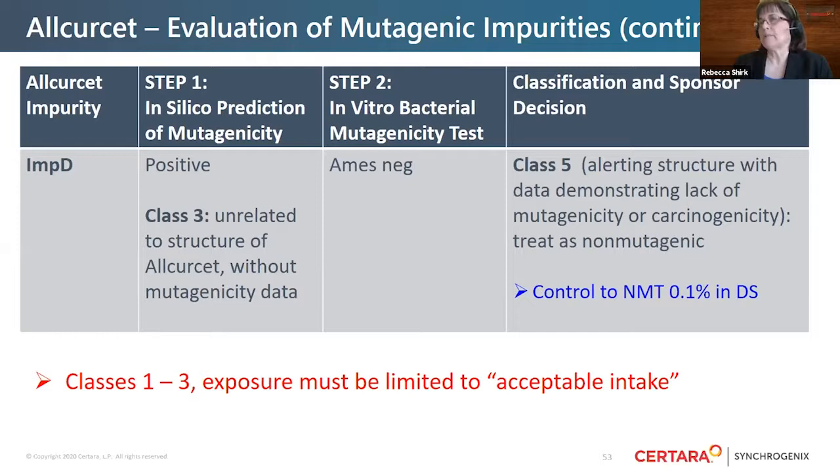The last impurity that we'll discuss is impurity D. It also came through as positive by both methods of in silico prediction. The structural alert was unrelated to the structure of Allcurcet, so at that point it was considered a class 3 impurity. However, in vitro Ames testing was conducted and it came back as Ames negative, and therefore the impurity was reclassified as a class 5, meaning it had a structural alert, but there was additional data demonstrating a lack of mutagenic or carcinogenic potential. So being treated as a non-mutagenic impurity, the sponsor determined to control it to no more than 0.1% levels in the drug substance. In other words, less than the qualification threshold. Next slide, please.